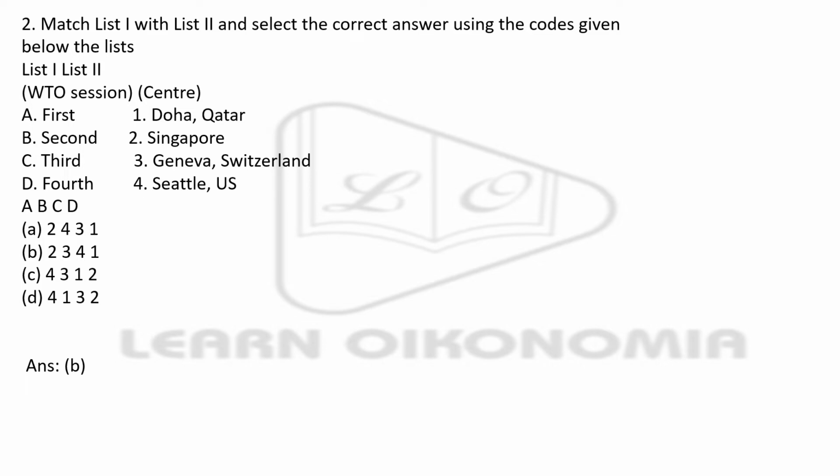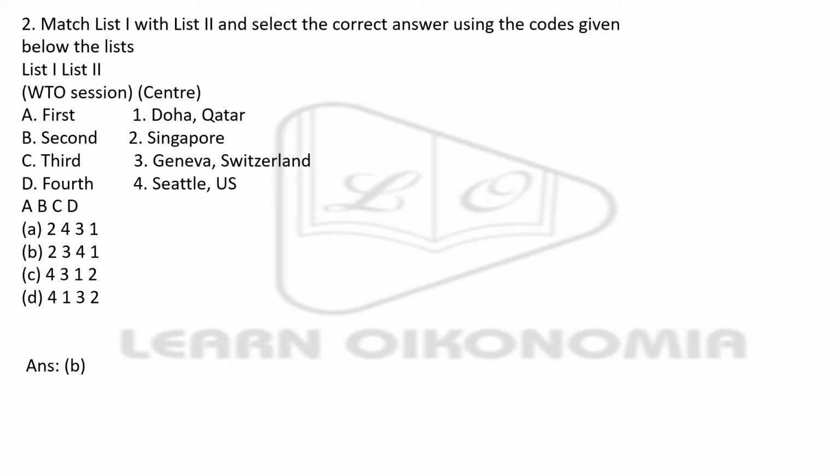You have to match the first list with the second list by selecting the right answer from the second list for the codes given. In the first list you have first, second, third, and fourth. These are WTO sessions, and you have to see which are the centers of different WTO sessions. As centers, you have in the list Doha, Singapore, Geneva, and Seattle. So you have to see which of the rounds are related to which of the centers. And you have different orders in the different options.